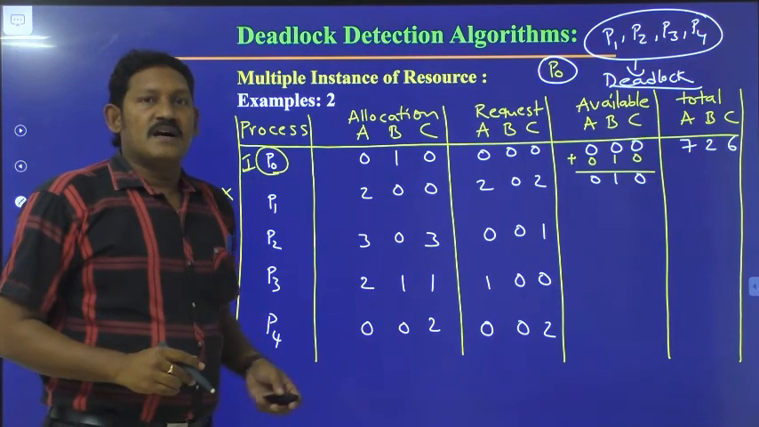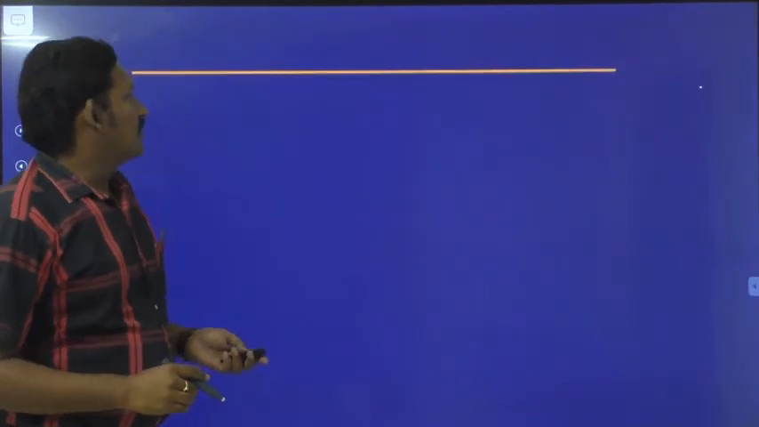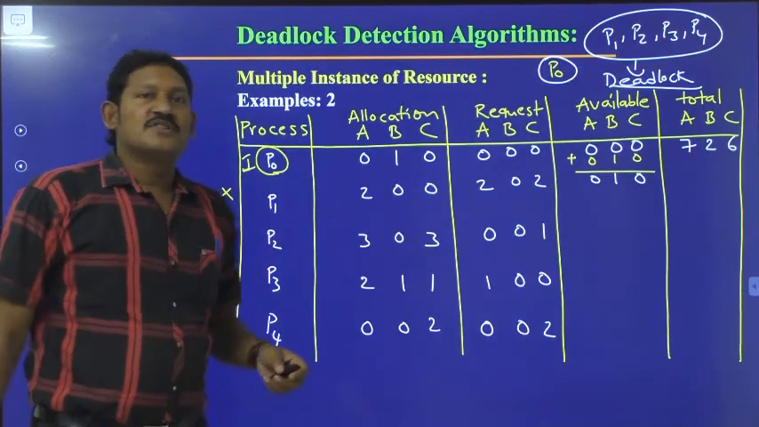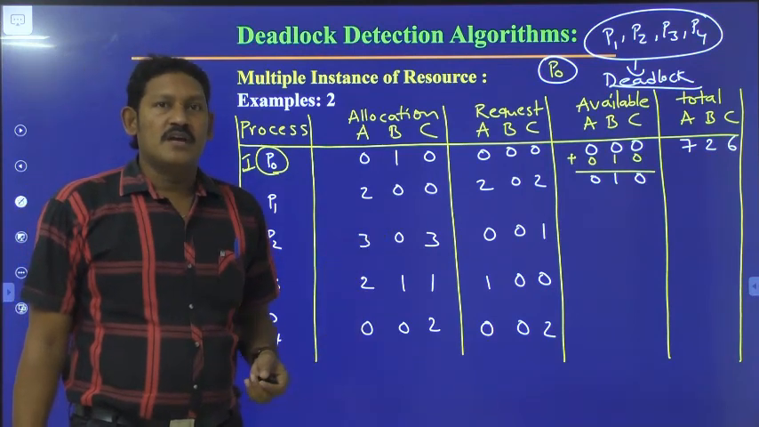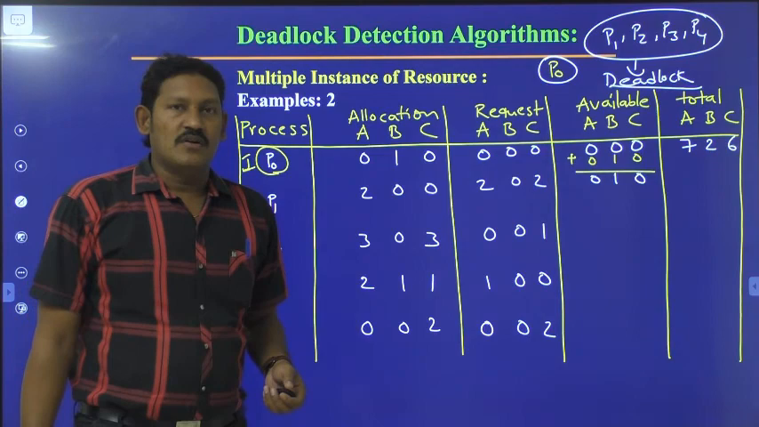So with this, we'll wind up the session. This is all about multiple instances of resources, with deadlock and without deadlock. We have seen. Okay. With this, we will end our session. Okay. Thank you.